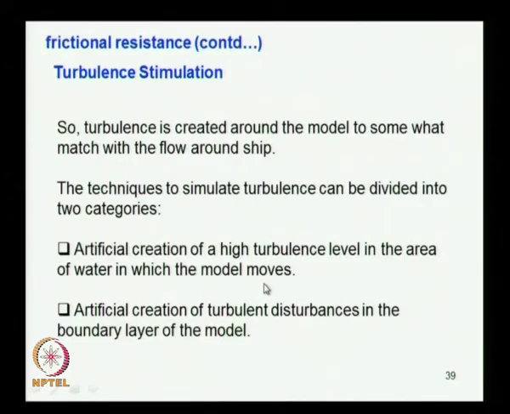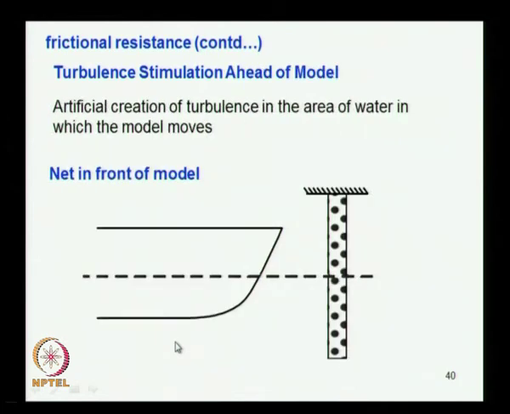So you disturb the flow, creating turbulence just before the flow reaches the model, or you aim only for the boundary layer of the model to get the turbulence. Both are acceptable. That is the artificial creation of a high turbulence level in the water in which the model moves, or an artificial turbulent disturbance in the boundary layer. So these are the two options you have. Here we see what happens when we disturb the flow ahead: turbulence stimulation ahead of the model. So what are the options you have?